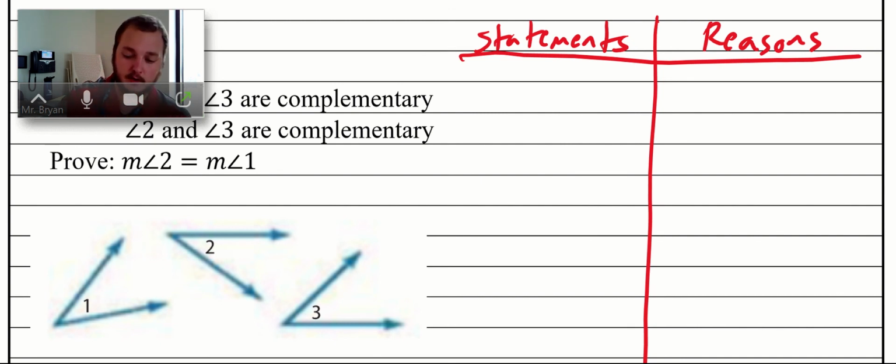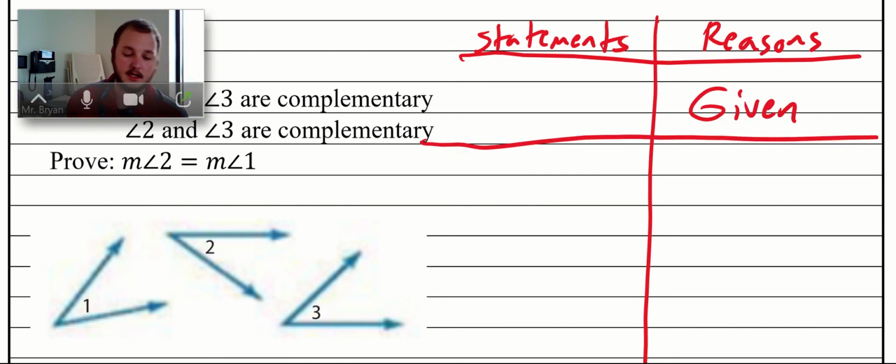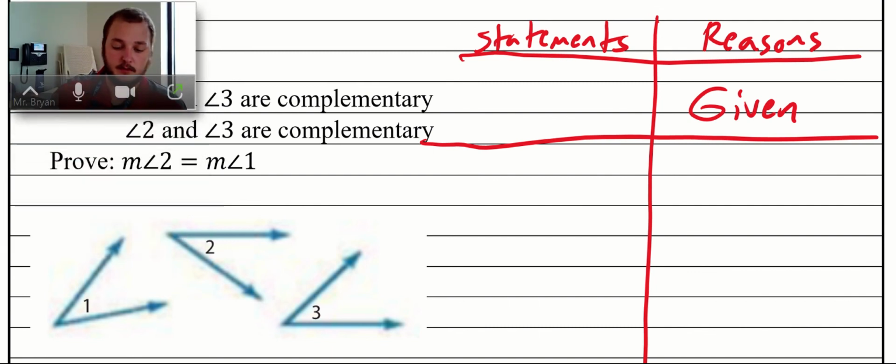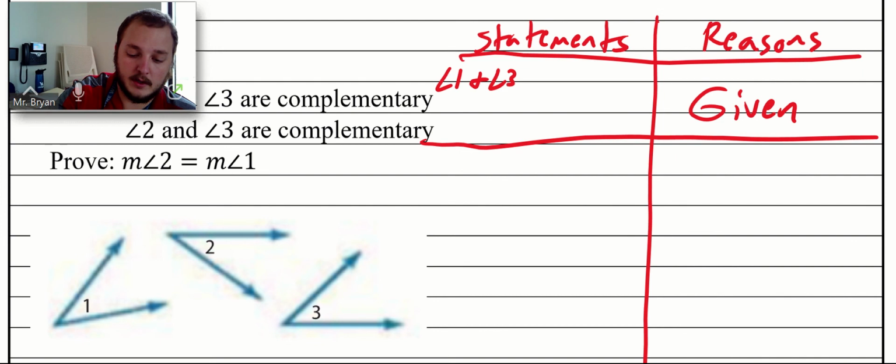So first things first, even if it gets more confusing, I can always write in my given. So I'm writing in the given for my reason, and then the two things that I'm told are angle 1 and 3 are complementary, and then same thing with 2 and 3. So I'm going to say angle 1 and angle 3 are complementary, and then angle 2 and angle 3 are complementary as well.